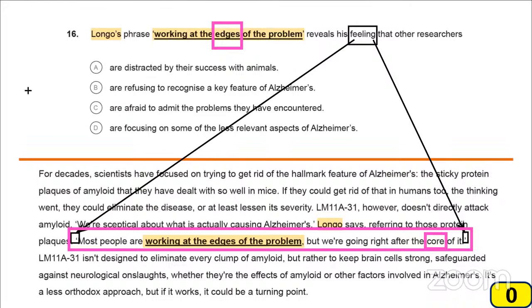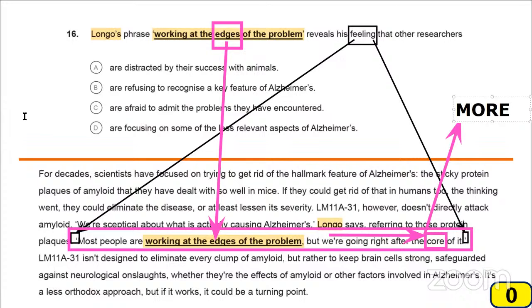So now you see, they are working at the edges of the problem. Who? Others. Others are working, but we are going to the center. We are not working on the edges. We are working on the more serious aspects of Alzheimer's. More serious, not less serious. Core means more. More problem. The deeper you go, the more problems you'll face. Core means more.